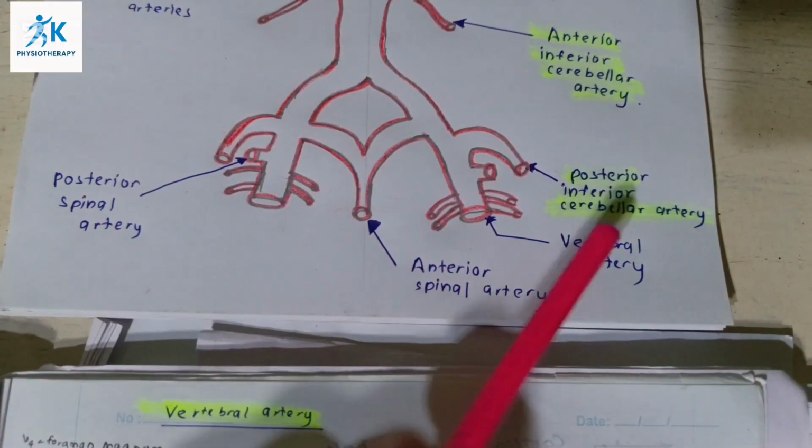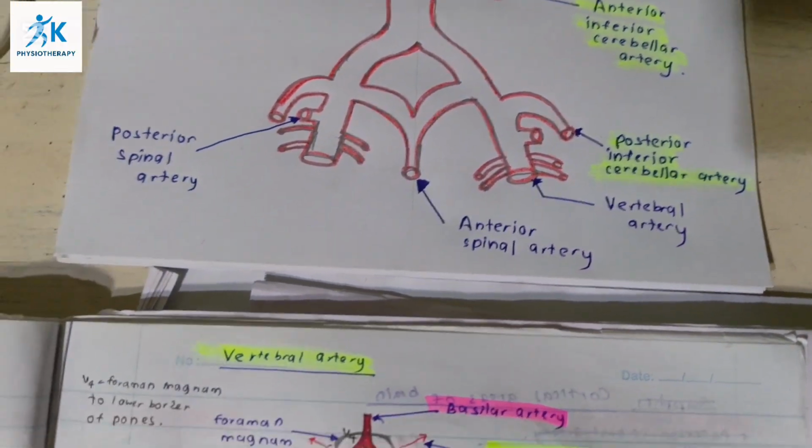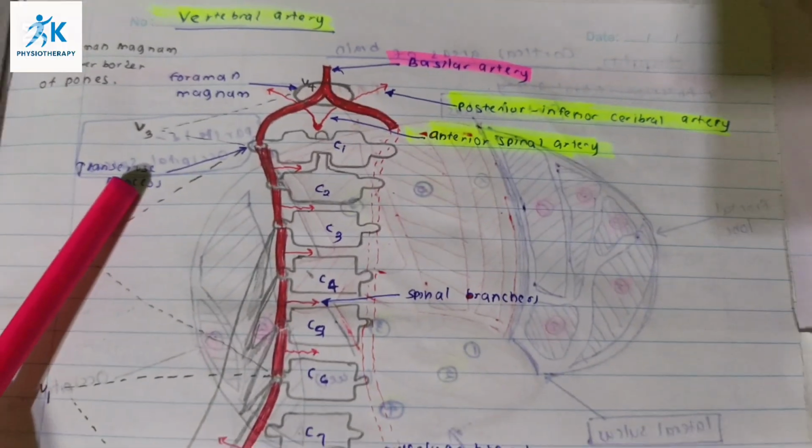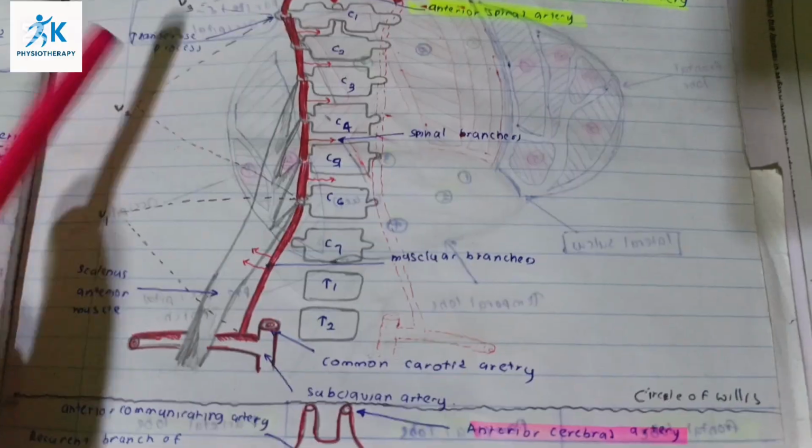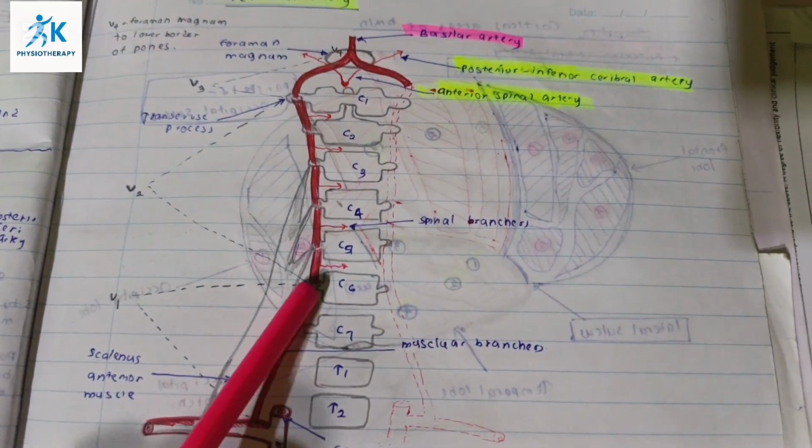These are the two vertebral arteries, left and right. This is the anatomy of the vertebral artery. The vertebral artery originates from the subclavian artery. The subclavian artery is the origin.